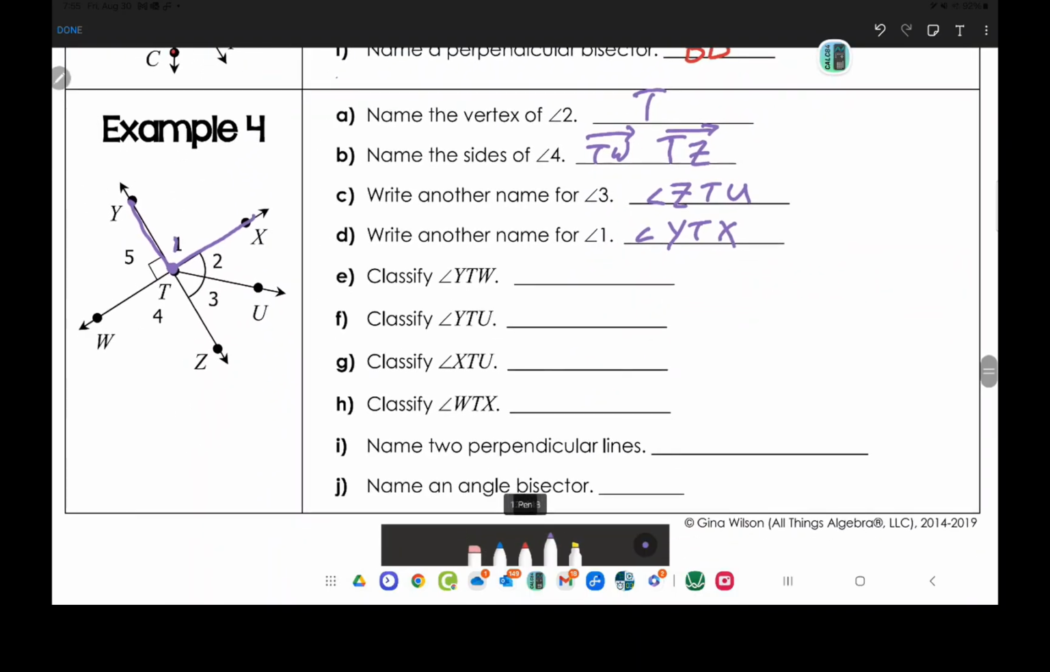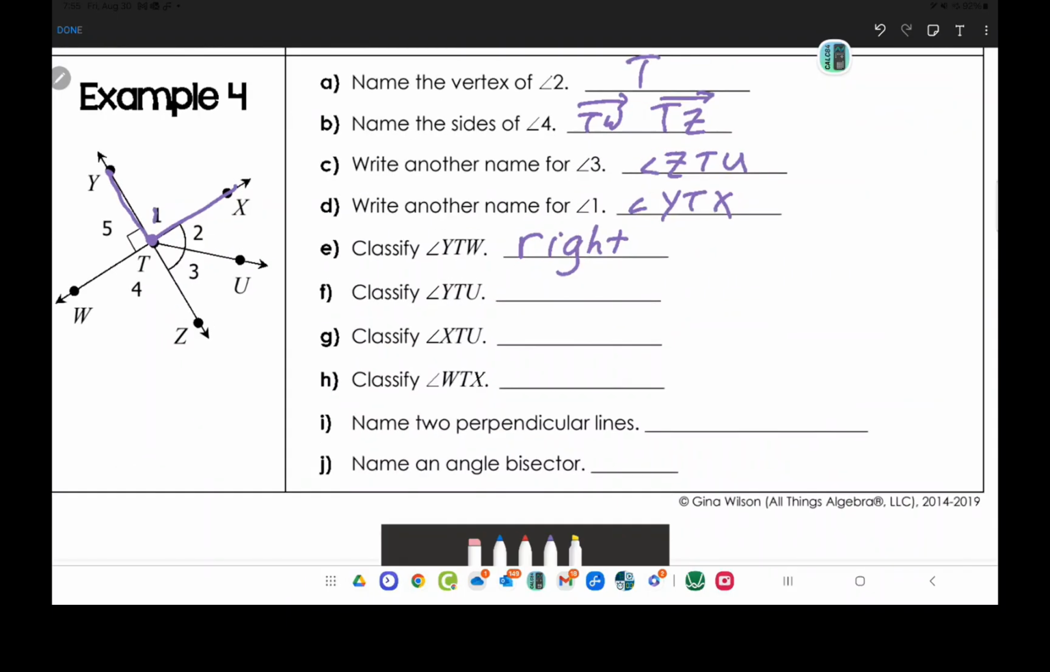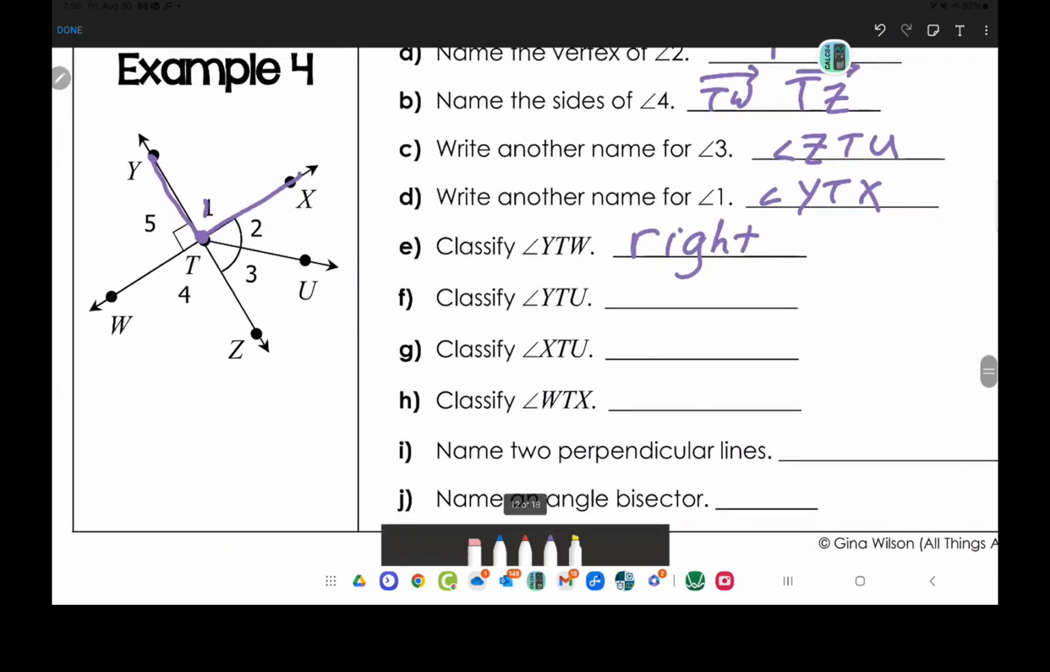All right, we're going to classify some angles. So what is angle YTW? YTW is right here. So that's a right angle, we have a symbol for it.